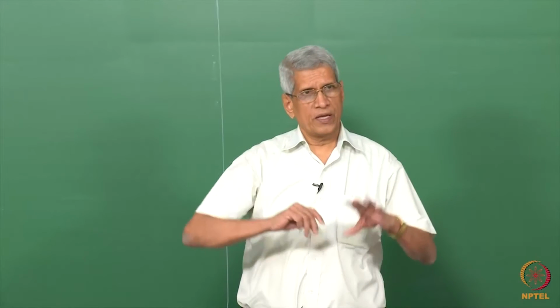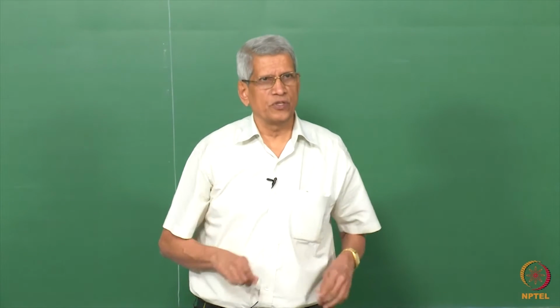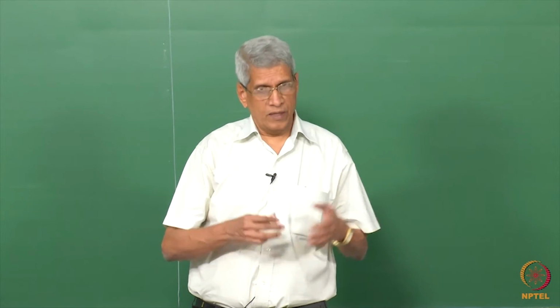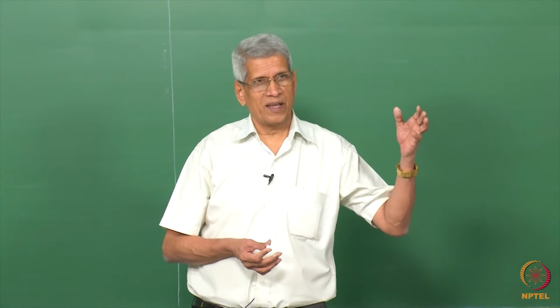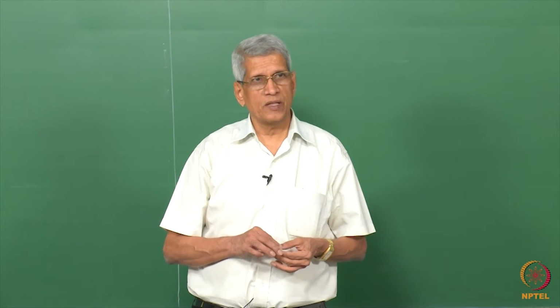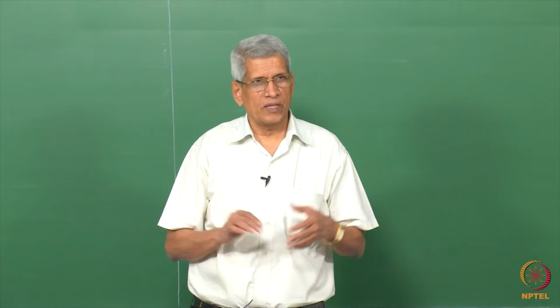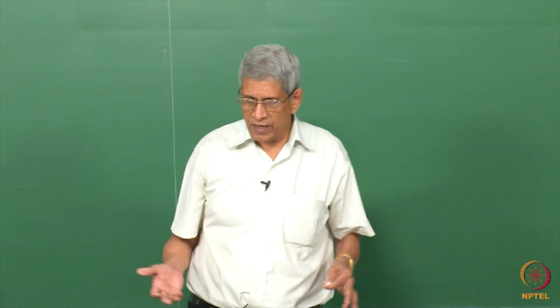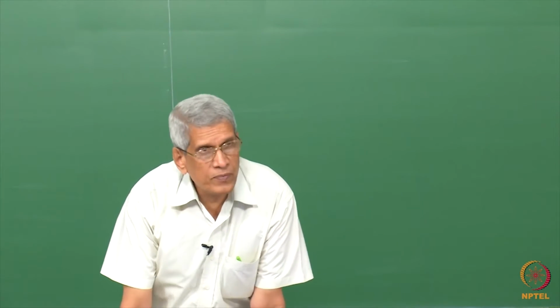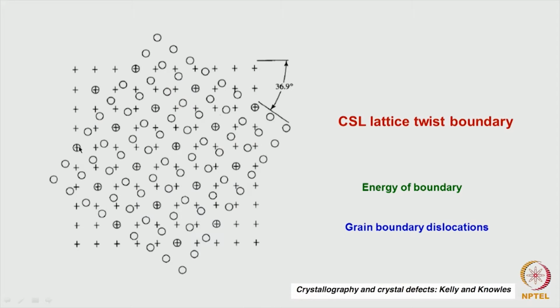So far we have considered a twist boundary with a small twist angle. But if we go on increasing the twist, what will happen? The same question arises as for the case of a tilt boundary, because the dislocation network has to become finer and finer, and whether it will be able to accommodate. There are some conditions under which some of the atom positions can perfectly match, and this is like the coincident site lattice, the CSL, which we can have.